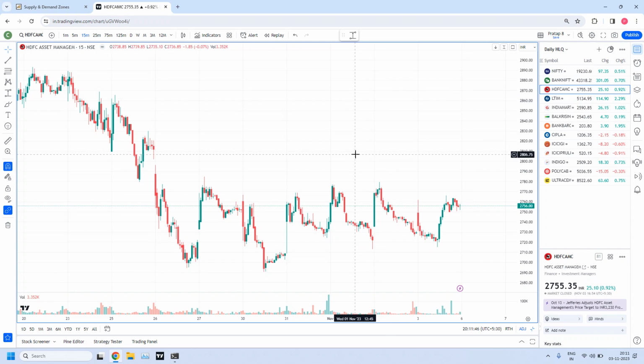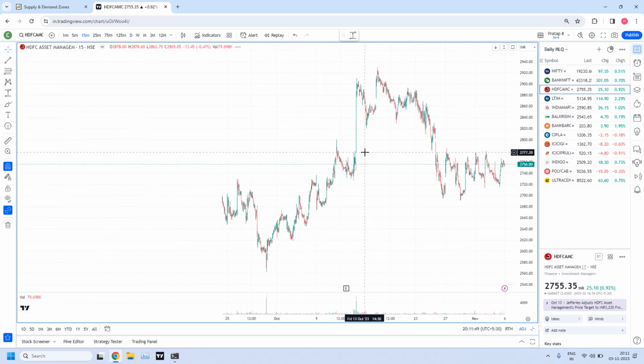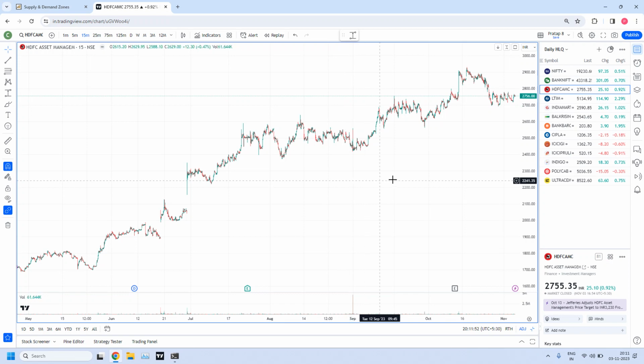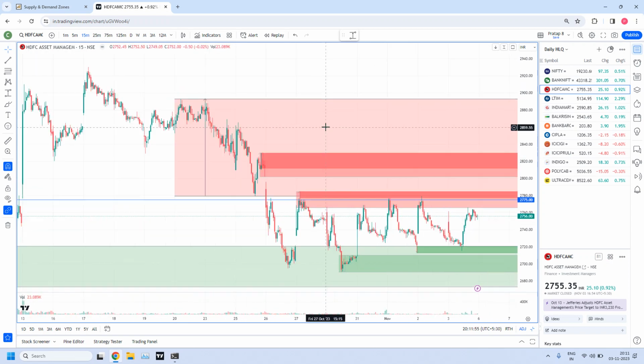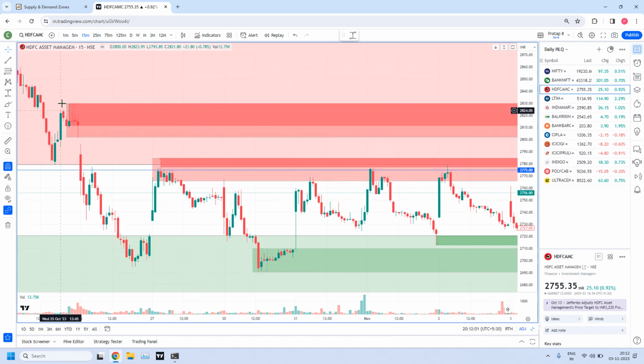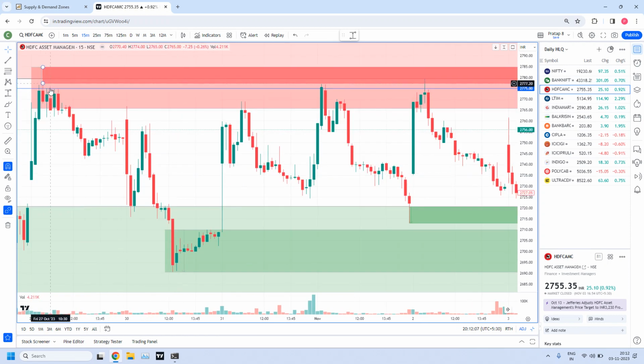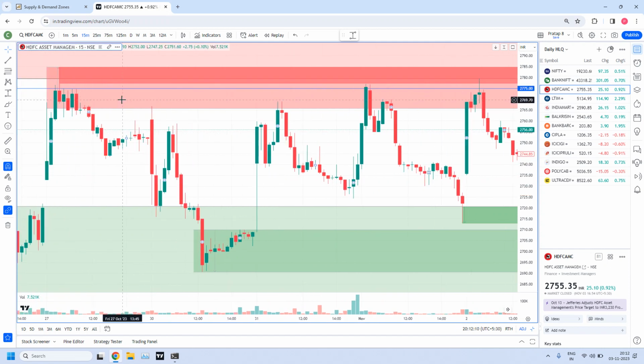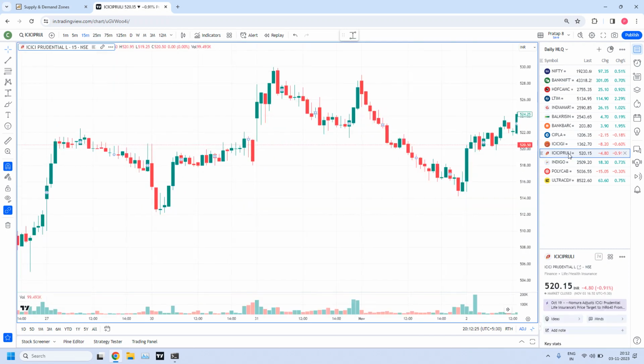Let me show you. This is HDFC AMC. We are talking about this supply zone. On 15 minutes, we don't have any clarity here. We didn't find any supply zone in HDFC AMC as well. Same thing in ICICIGI, right?